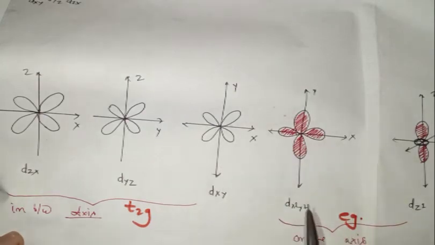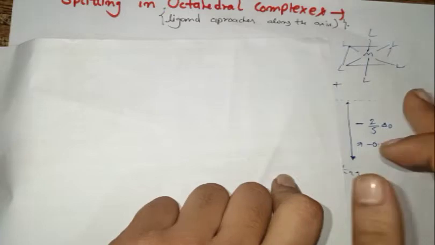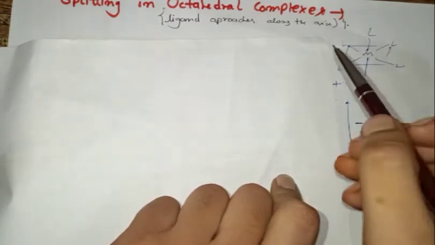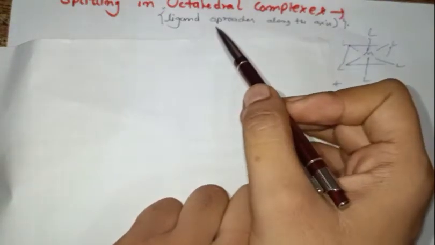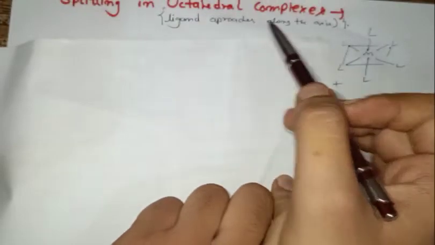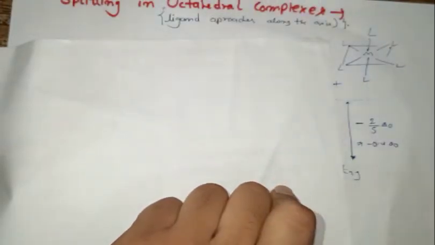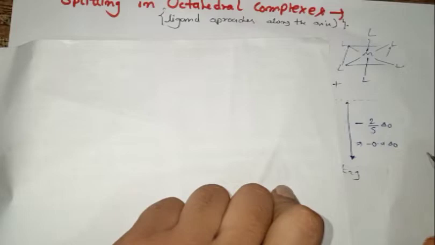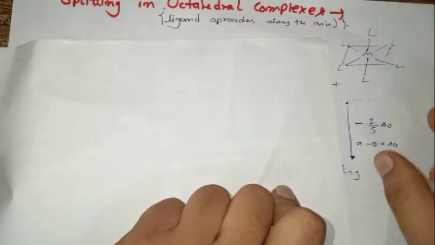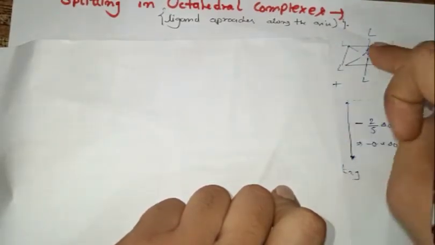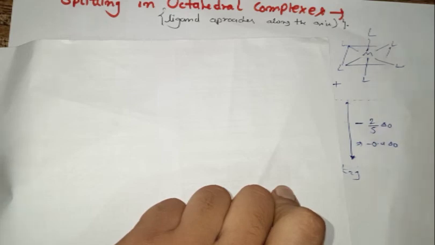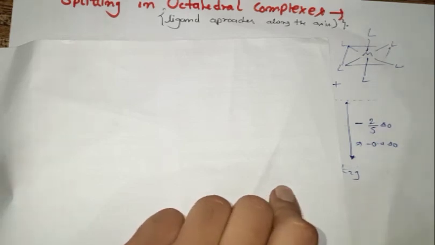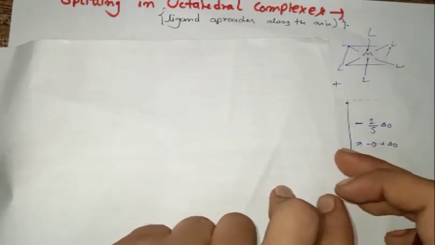Let's check the splitting in octahedral complex. In octahedral complexes, remember that the ligand approaches along the axes. So which orbitals were along the axes? The eg were along the axes, because you know the shape of octahedral is this: a plane with 4 ligands on the plane, one above the plane, one below the plane. So the ligand is approaching along the axes, and the eg orbitals are along the axes.